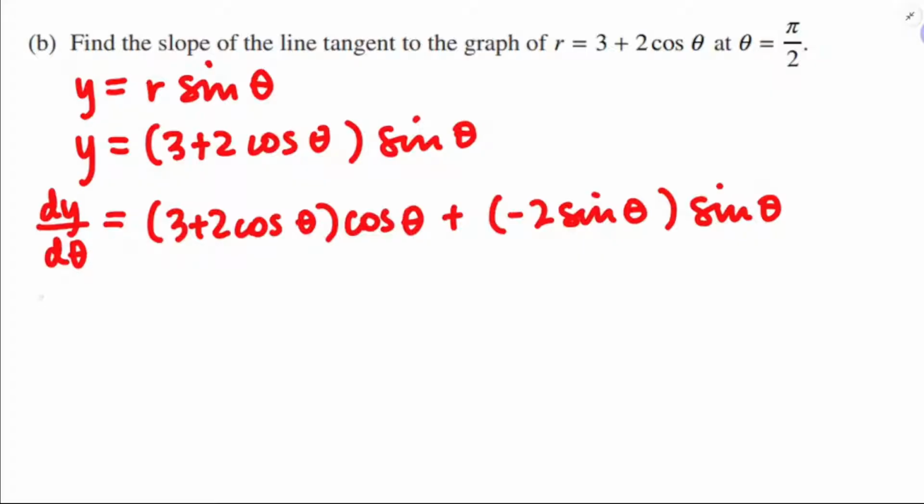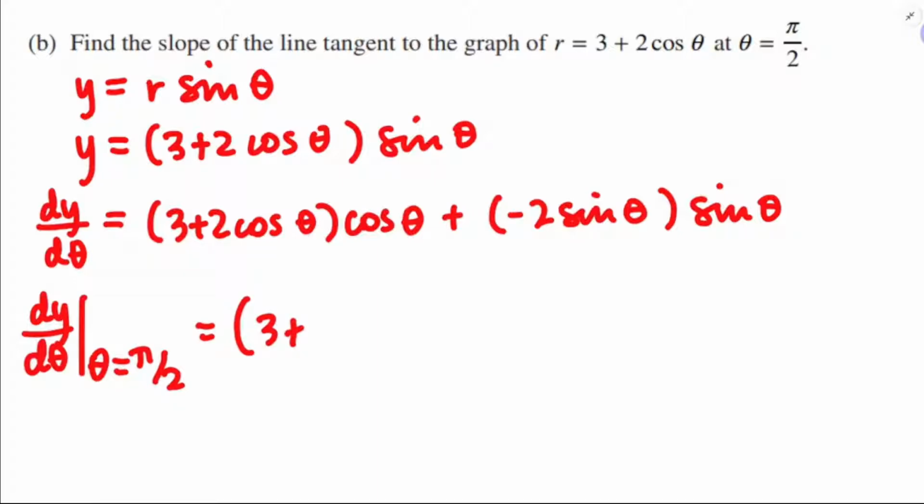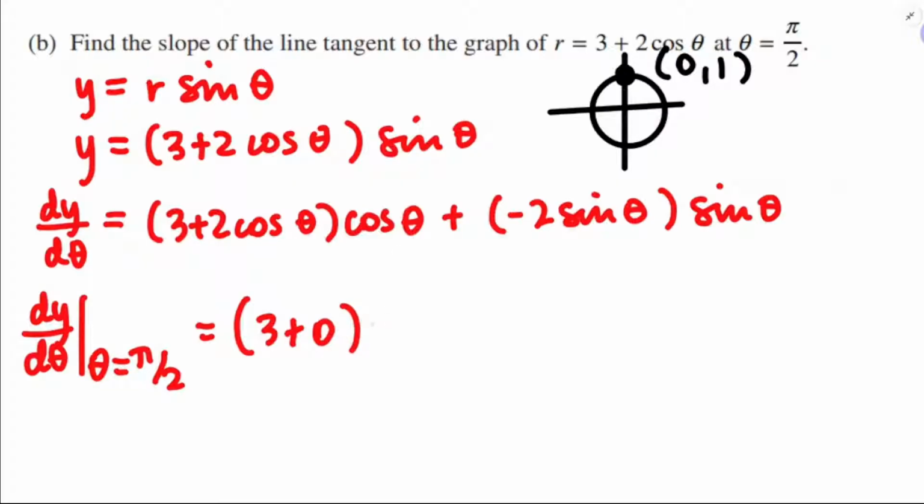Okay, and then I might just go ahead and plug in dy d theta at theta equals pi over 2. Let's draw a little circle here. The coordinates of that point are 0 and 1. So cosine of pi over 2 is going to be 0, and sine of pi over 2 is going to be 1. So it's going to be 3 plus 2 zeros multiplied by cosine, which is 0, plus negative 2 times 1 times another 1. Okay, so I'm going to get negative 2 there.